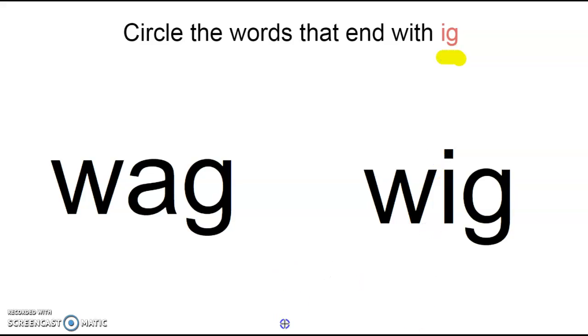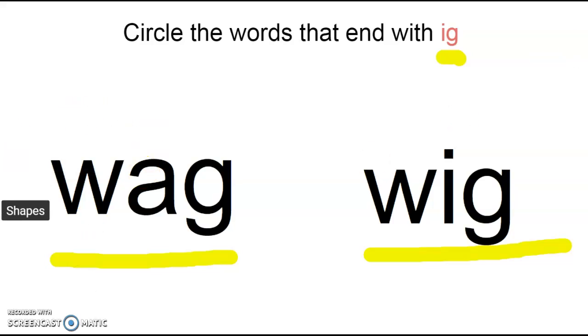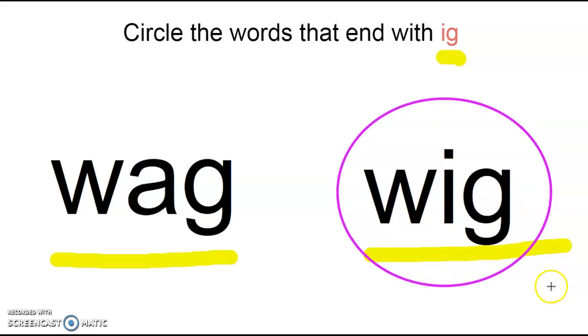Our last section is finding the word that ends with IG. Ig. Our first word is wag, and our second word is wig. Which word ends with IG? The sound ig. You may point, circle, or say that word out loud. If you chose the word wig, you're correct. Great job.